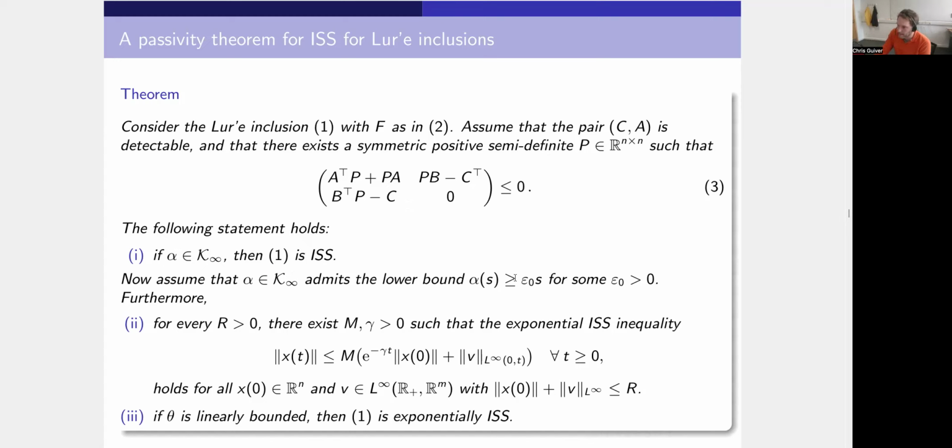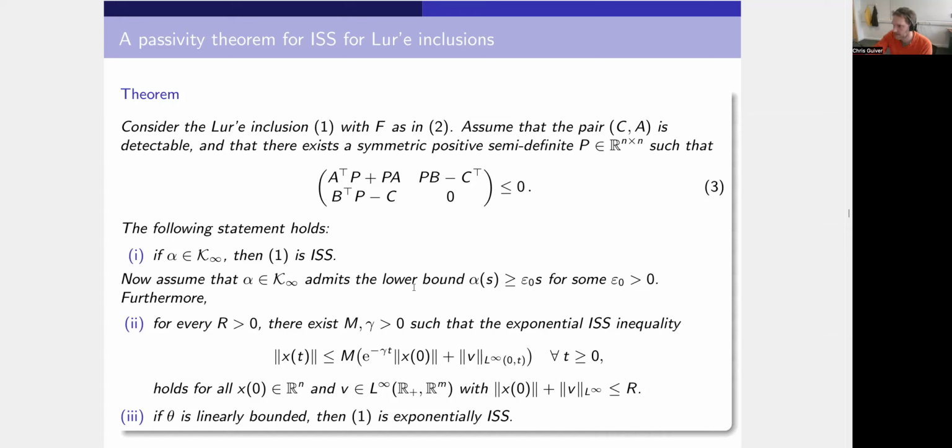If in fact I have a linear lower bound, so greater than or equal to some epsilon s, then further additional properties hold. Item 2 essentially is semi-global exponential ISS. So for each fixed R, which can play the role of a threshold, for initial conditions and inputs which are bounded in norm by R, I can find some constants for which this is exponentially ISS. The constants could depend on R. That's the point. Of course, R could be arbitrarily large. It just needs to be fixed. If my upper bound for my correspondence f theta is also linearly bounded from above, then I get exponential ISS. Statement 1 is the more useful one, which we will be using more later. Statements 2 and 3 flesh things out a bit more.